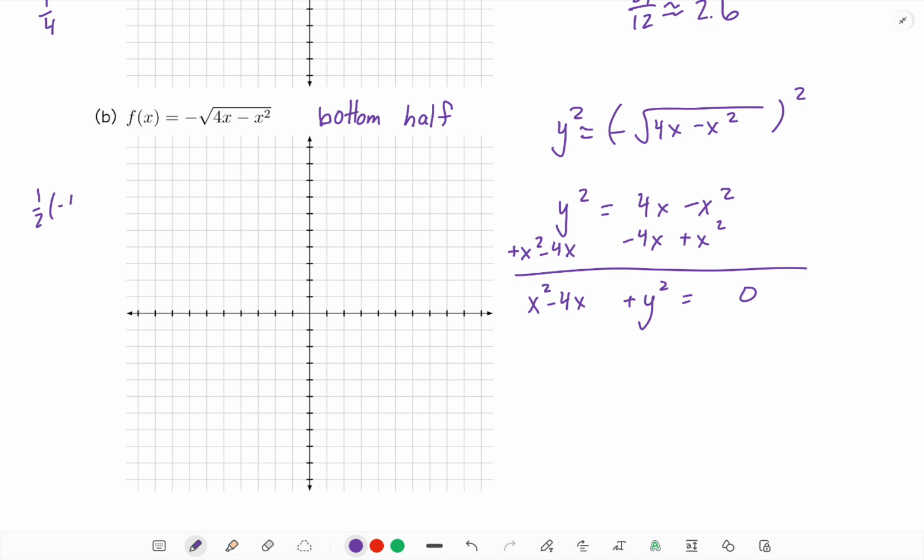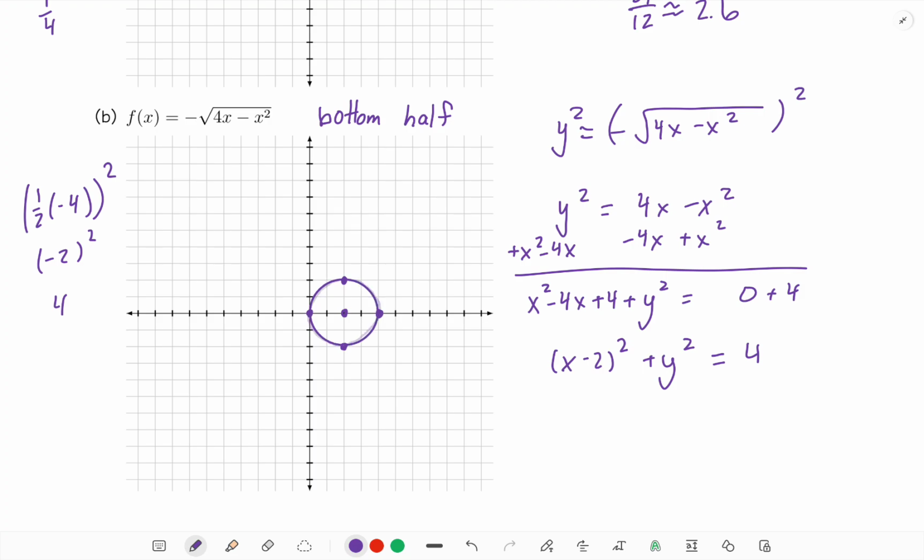Take half of b squared. Add that to both sides. Then we get x minus 2 squared plus y squared equals 4. So we have a center of 2, 0, and a radius of 2. And that does make me realize I made a mistake in part A. So let me go up and fix that after I graph this.